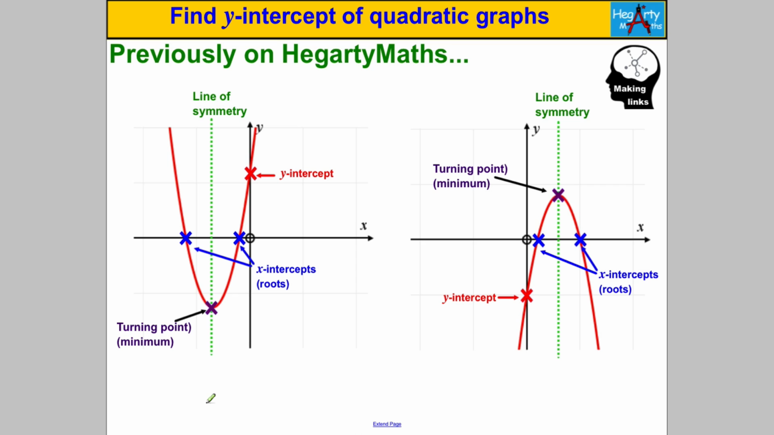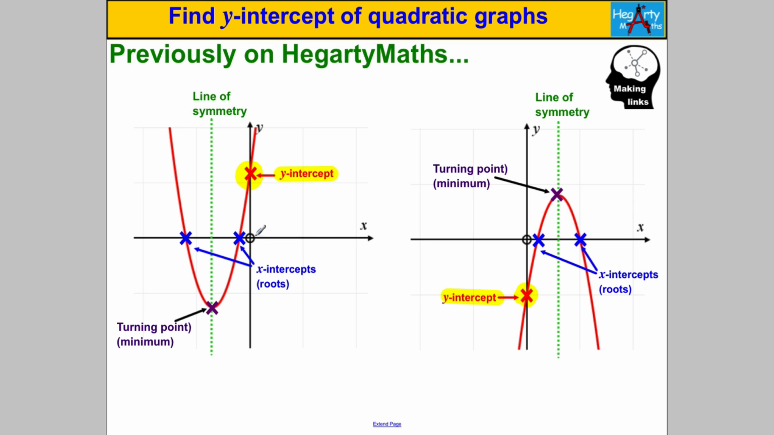Okay, next, what we did in the previous video. We talked about quadratic graphs and all the various things that we should be able to label on them, from the turning point, the line of symmetry, the x-intercepts or the roots, and the y-intercepts, both for a positive quadratic, a U-shaped graph, or a negative quadratic, an N-shaped graph. And in this particular video, we're focusing on trying to find the y-intercept, the coordinates of the place where the quadratic crosses the y-axis.